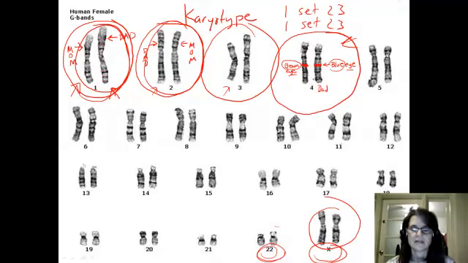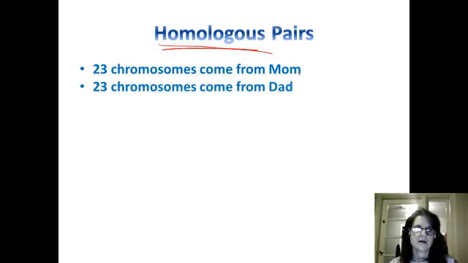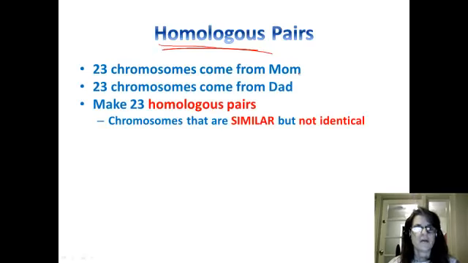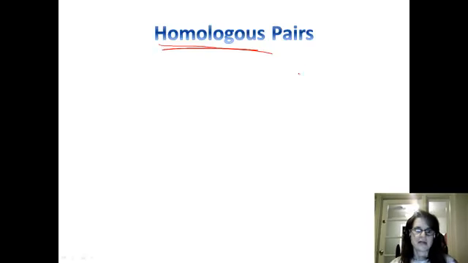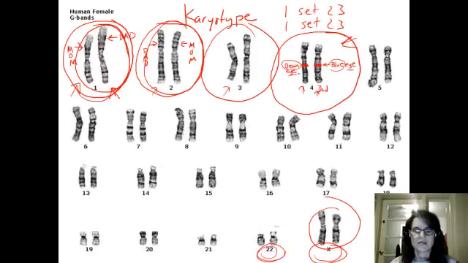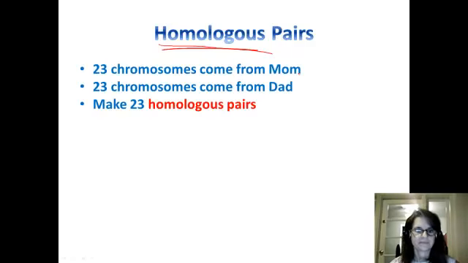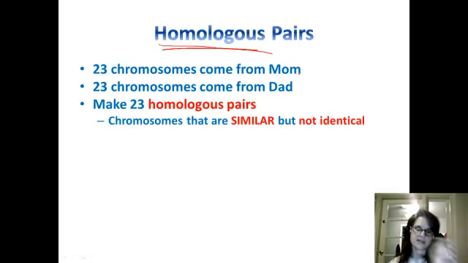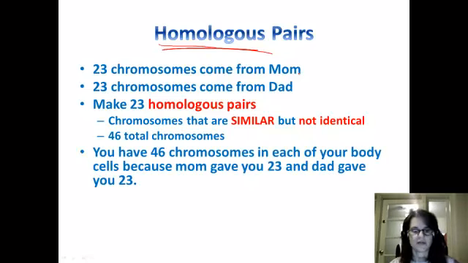So that's what homologous means. These chromosome pairs are similar. They're going to code for the same basic thing, but they're not identical. They might have different eye colors on them. Okay? So 23 homologous pairs, which is again what we're seeing here, is 23 homologous pairs, one from mom, one from dad, for each member of the pair. Similar but not identical, for 46 total chromosomes.